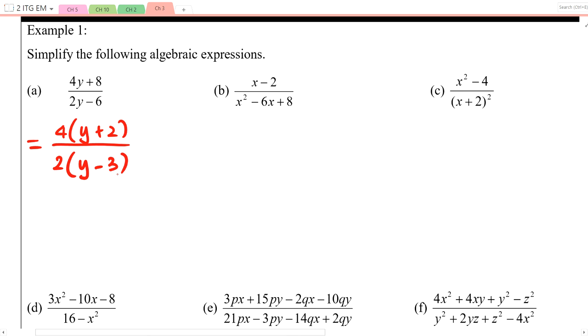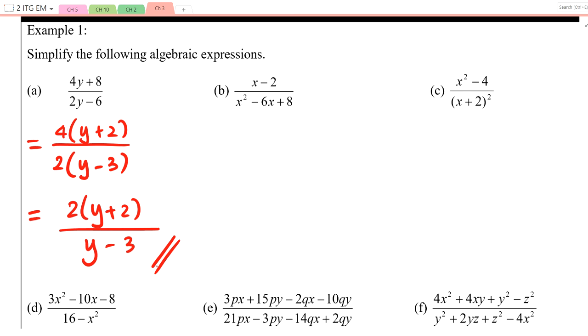How do we simplify now? 2 and 4. Okay, so we're left with 2 times y plus 2 over y minus 3. Simple? This is our final answer. For your numerator, you can leave it as 2 times y plus 2, or you can expand it out, it becomes 2y plus 4. Doesn't matter.